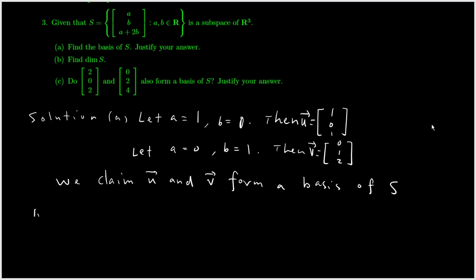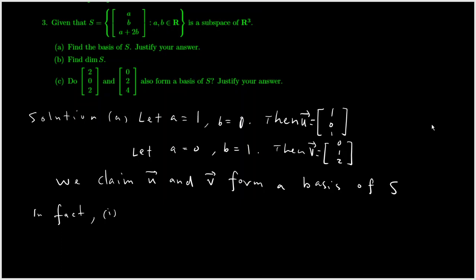In fact, the first condition: now we show every vector in S is a linear combination of the two chosen vectors. We have seen that already. By that we mean we want to show the two chosen vectors span S.